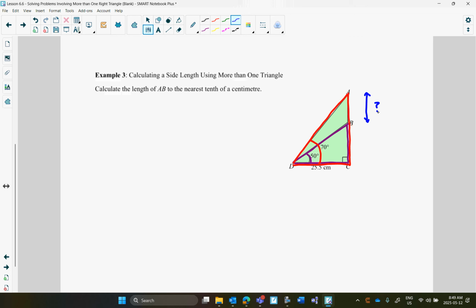You can find BC, and then find AC, and then you subtract the two. That's right. So AB is going to be the long side in the one that I've drawn in red, AC, minus the one I've drawn in purple, BC. So again, we've got to use trig twice. We're going to find AC first.